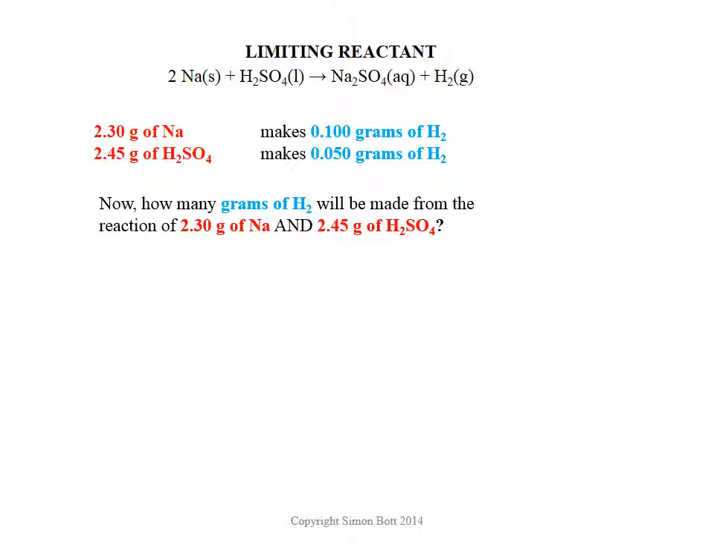How about how many grams of H2 will be made if we take 2.3 grams of Na, and emphasize the 2.3 grams of Na and 2.45 grams of H2SO4. I'm going to do this as a multiple choice. Is the answer 0.15 grams, 0.10 grams, 0.05 grams, or the ever popular none of the above?